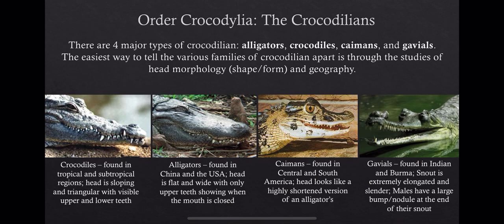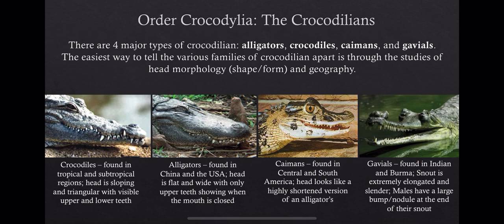They are some crazy looking suckers. Male gavials have a giant nodule at the end of their snout. You can find these in India and in Burma and in Asian countries. Their snout is extremely elongated. To me, it almost looks like the sword of a swordfish. It's that type of slender, elongated snout. It is very, very easy to identify.